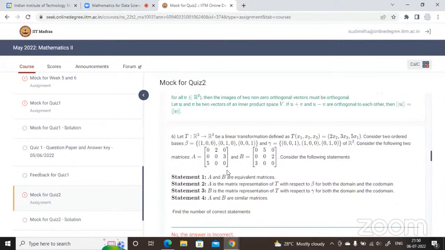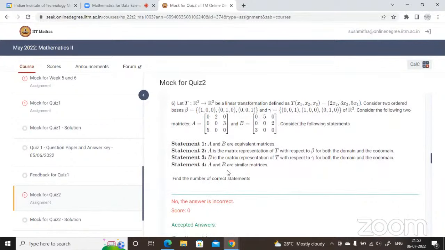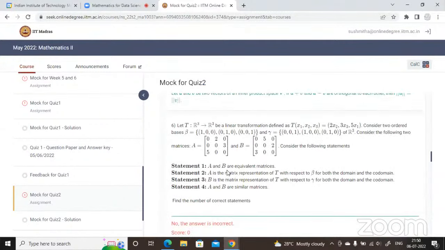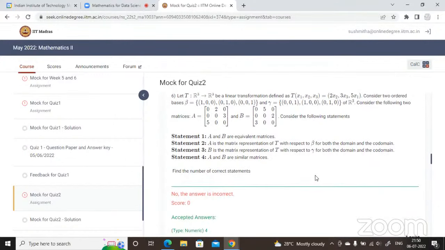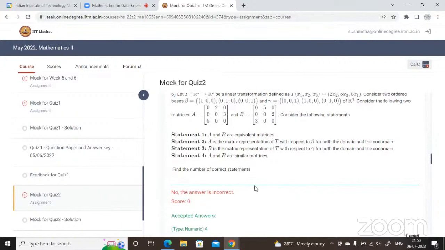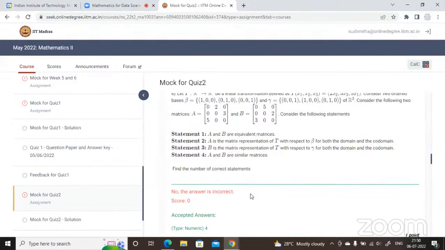Excuse me, ma'am, one more question regarding the sixth question. When we take statement 2, why is it wrong? A is the matrix representation of T with respect to... I think everything is correct. Statement 2 is right. The answer is written as 4. No, the number of correct statements is 4. I read it wrong. And would you be discussing the linear transformations today?